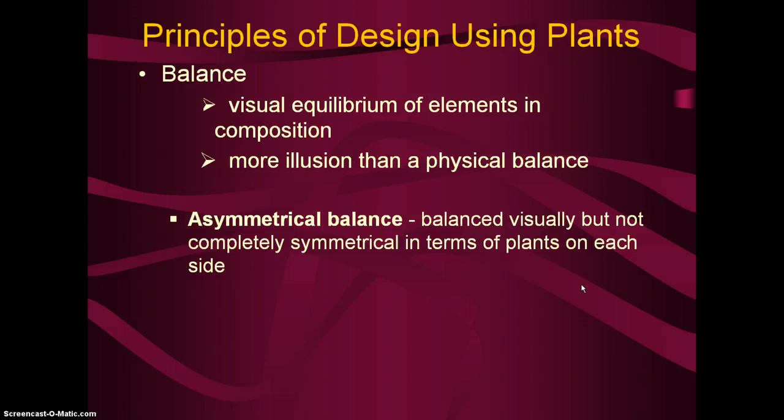Probably a better way to look at balance in the landscape is to use what's called asymmetrical balance, which means it's balanced so that when you look at it, you don't feel that sense of being out of balance or leaning to one side or the other. But it doesn't mean that everything's exactly the same on each side. As I said, it's more of an illusion of physical balance.